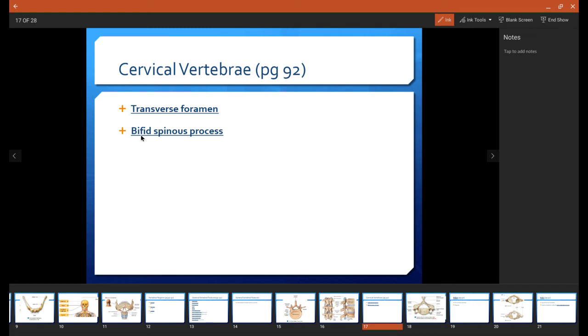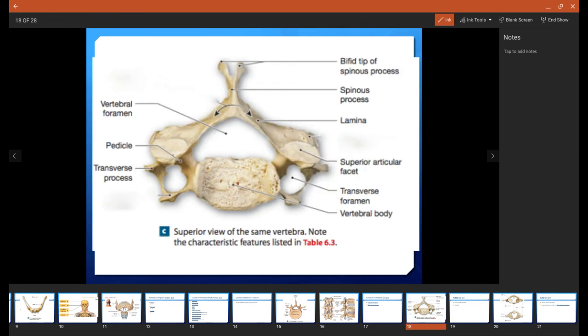There's also something called the bifid spinous process. And so the spinous process on cervical vertebra actually splits in two, or bifurcates, which is where that bifid comes from, rather than just being a single solid piece of bone. So as we take a look, here is that bifid spinous process. So you notice it splits into two parts here rather than just being a single point. And then we also have the transverse foramen right here, one on each side, going through the transverse process. So if you see either of these structures, you know you're dealing with a cervical vertebra.